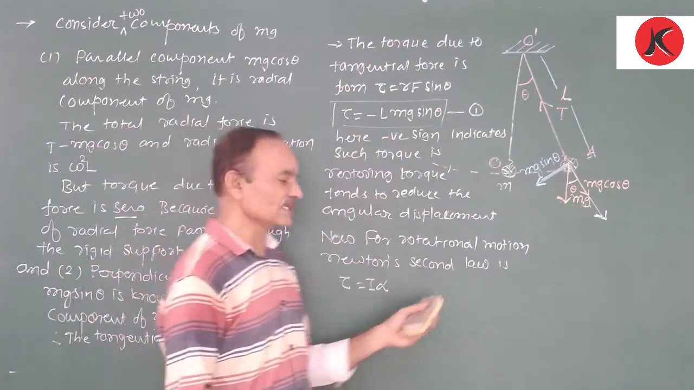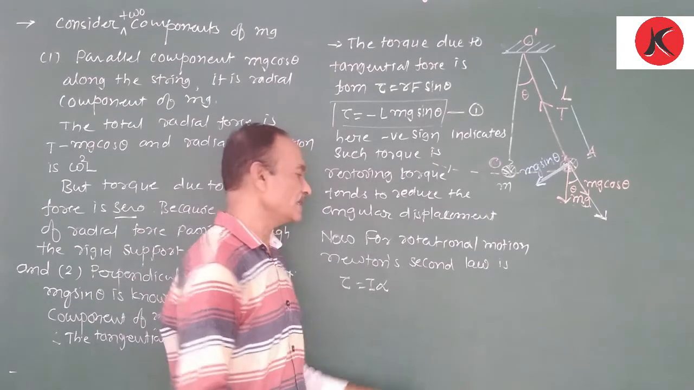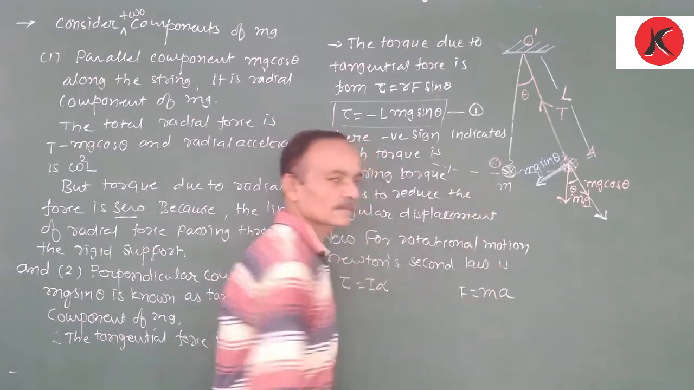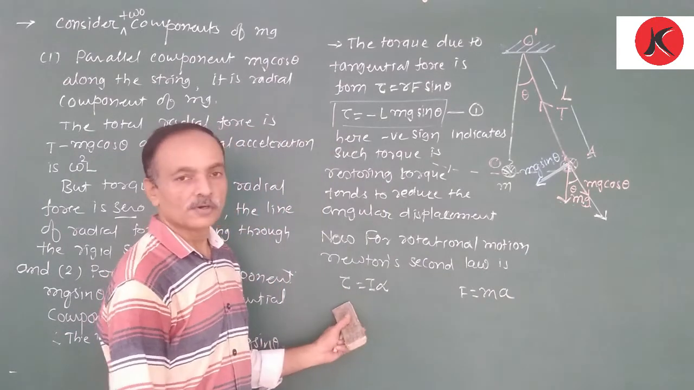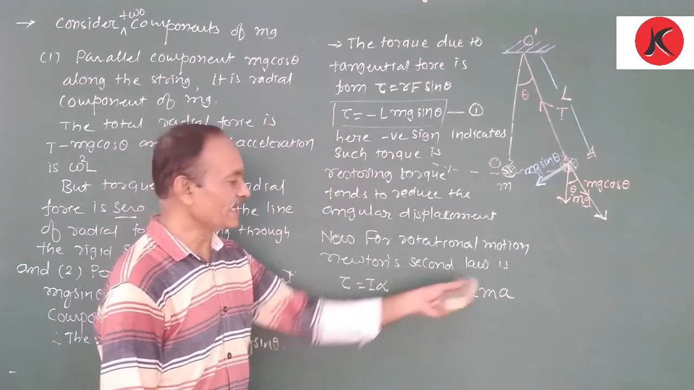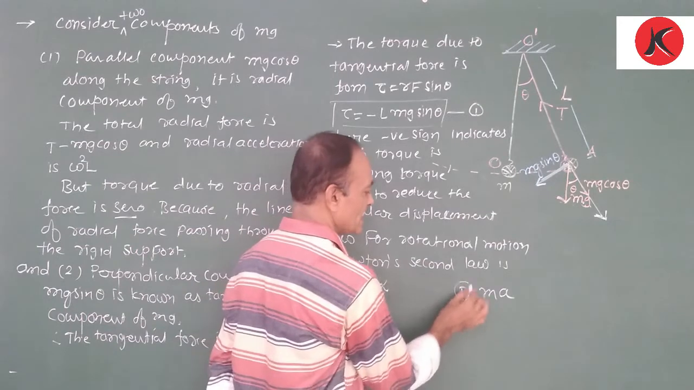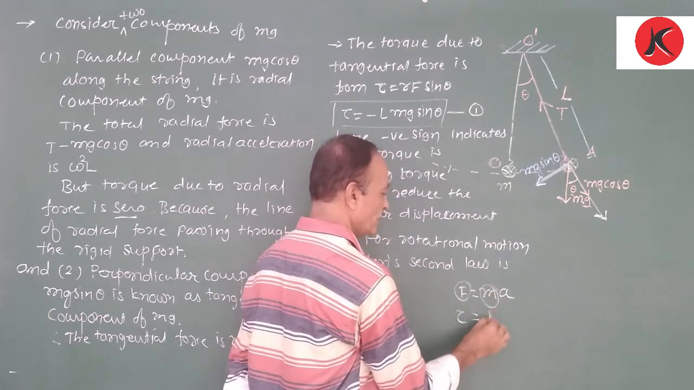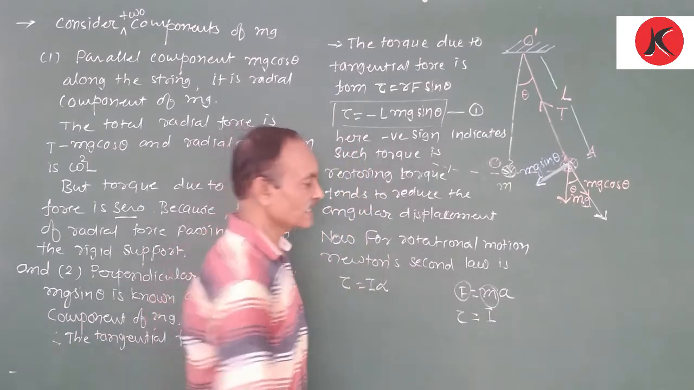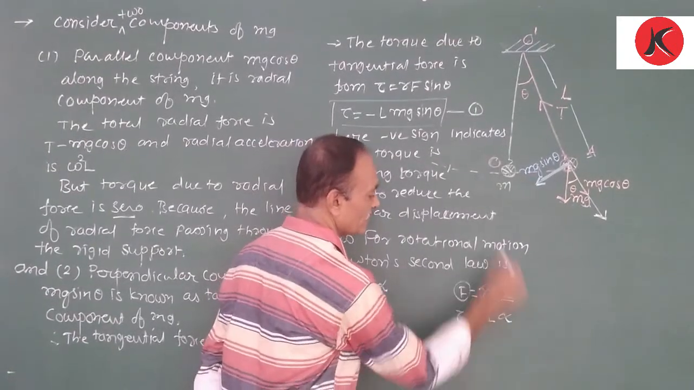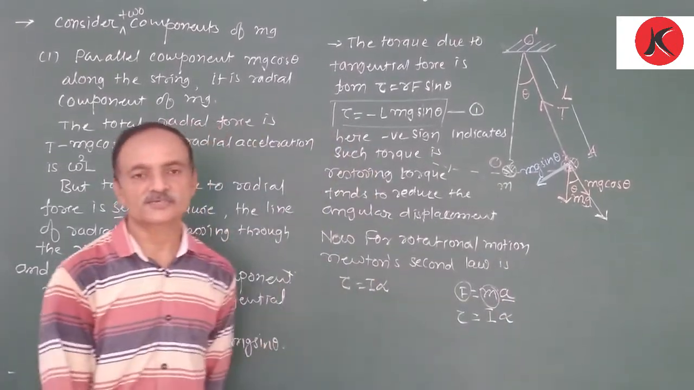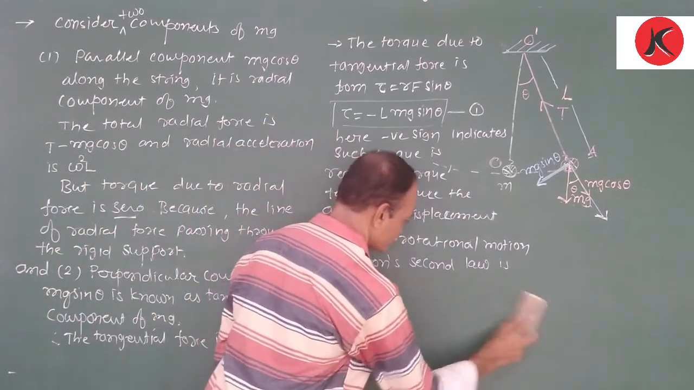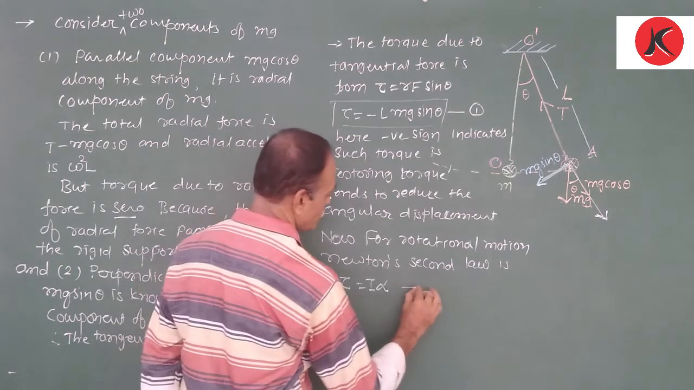Now, in linear motion, Newton's second law of motion is F equals ma. Right? Now, for rotational motion, the same equation: instead of the force, the torque is used, and instead of the mass, the moment of inertia is used. Instead of the linear acceleration, here the angular acceleration alpha. So tau is equal to I alpha. That is equation number 2.